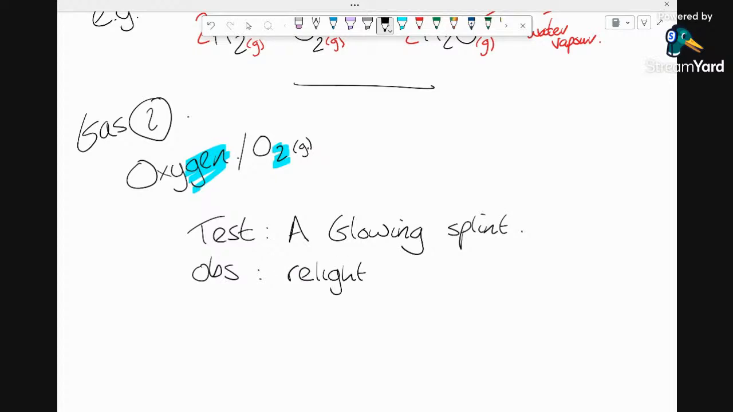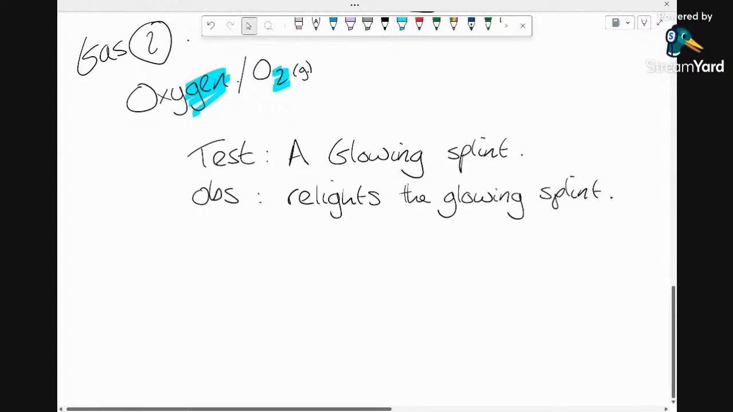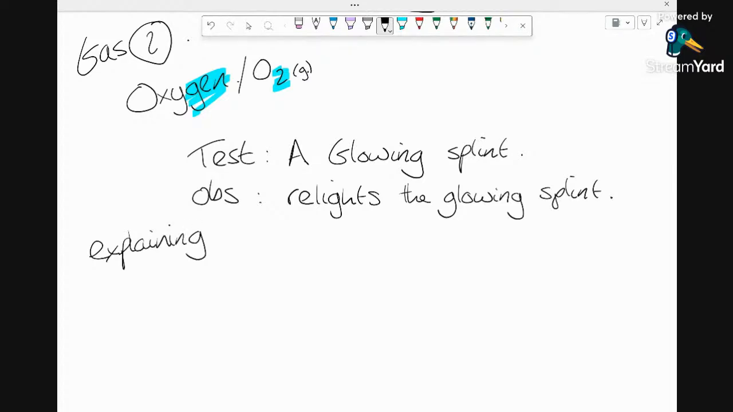Relights the glowing splint. So it'll just cause it to catch fire again. Okay, and equation for the reaction. Now, there isn't so much an equation for this one, so much as an explanation. It's kind of a nice segue into realizing the different kind of styles of question you get at GCSE and A-level, and these two are just subtly different. So it's nice to see this explain why it relights it.